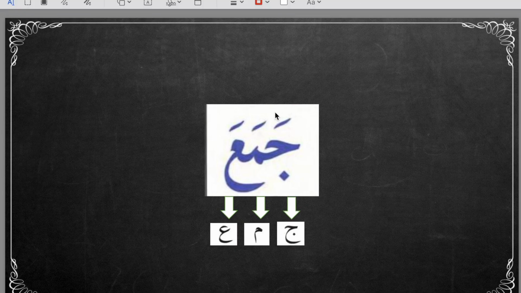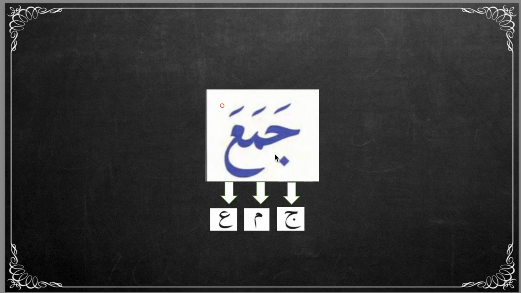Now let's look at the stopping for this word. And as I always say, we are looking at the last letter. When we are stopping, the fatha will go away and the ayn will get a sukoon. So when you're stopping, you will say jama'. Please repeat after me. Jama'. So when we're continuing, we'll say jama'a. Stopping, jama'.